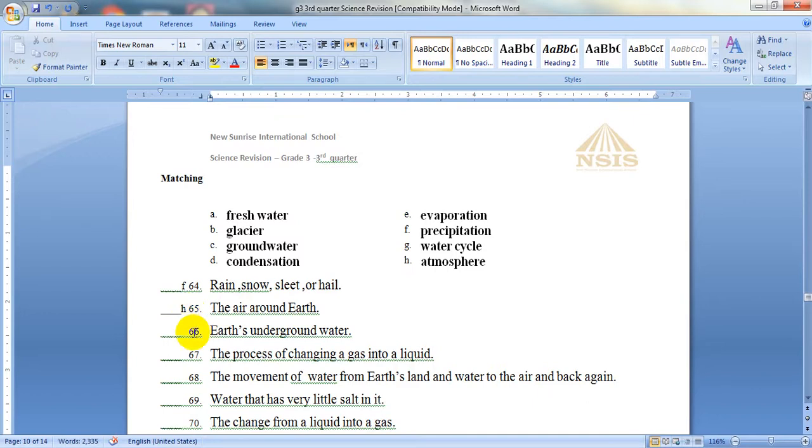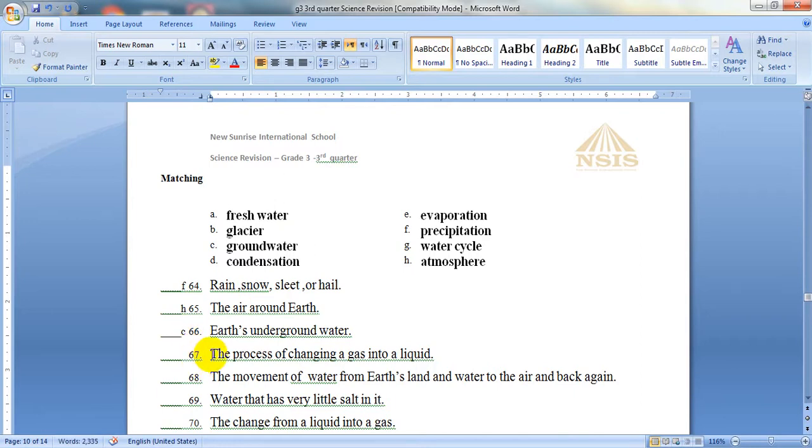The next one, 66, underground water. The water that is absorbed down and stays underground is called groundwater, which is letter C.